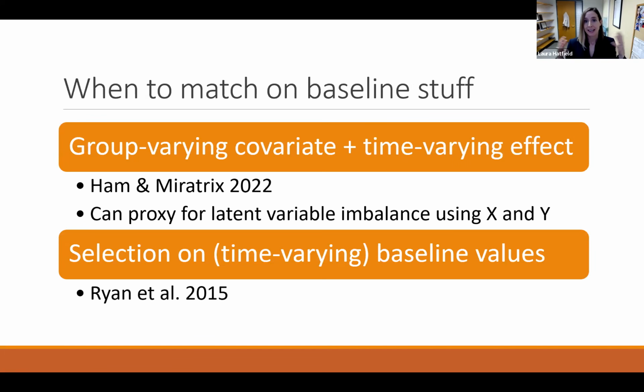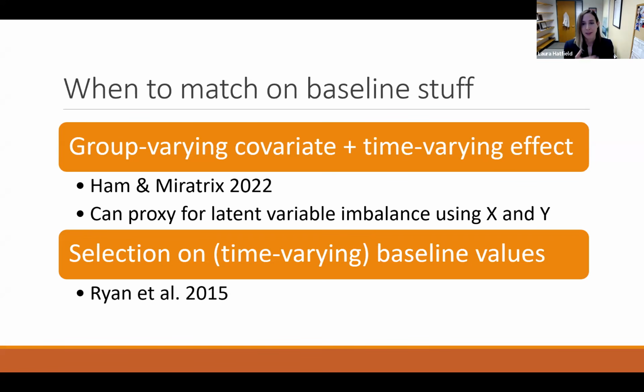So in the context of this ongoing conversation about when to match on stuff, and I say baseline stuff because I mean either covariates or outcomes, the situation that Hammond-Miratrix talk about is this group varying covariate. There's a baseline imbalance on a time invariant confounder that has a time varying effect. And so by eliminating as much of that group variation as you can, you eliminate bias, or rather reduce bias, even if the stuff that you're matching on is just a proxy for the stuff you would like to match on.